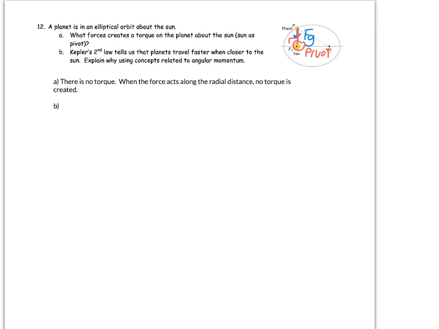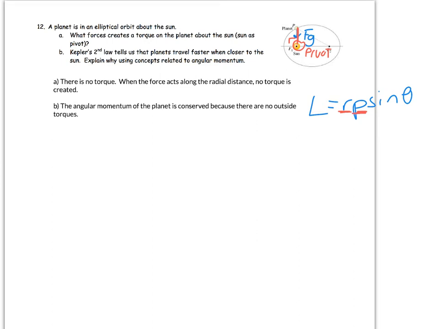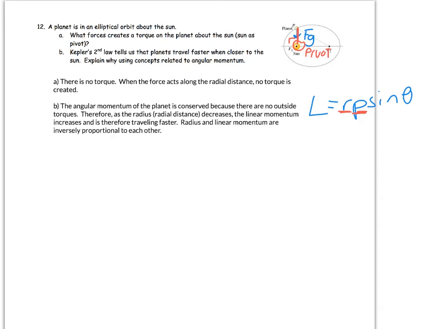I think the easiest way to think about this is using our way of finding the angular momentum from the linear momentum, r p sine of theta. We can see that our radius, our distance from the pivot, and our momentum are inversely proportional. So if we're in a situation where angular momentum is conserved, and we are because there's no torque on the planet, that means that as the radius decreases, the momentum increases, and the object's traveling faster. Mathematically, we could say that the radius and the linear momentum are inversely proportional to each other.